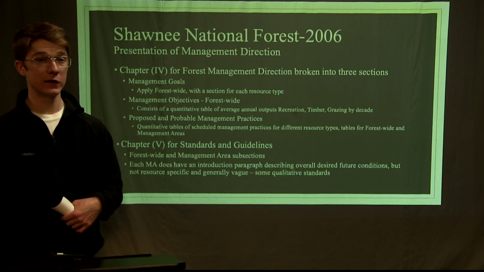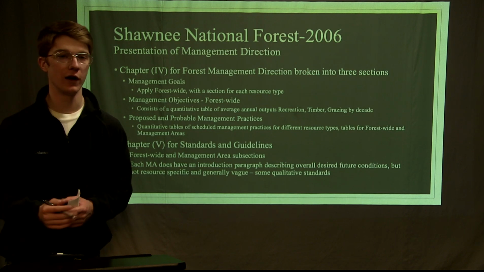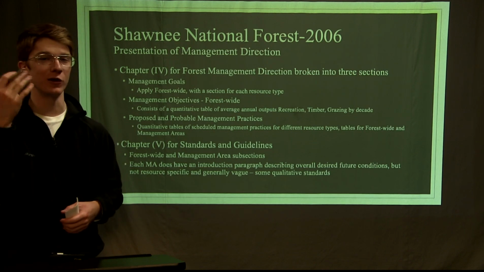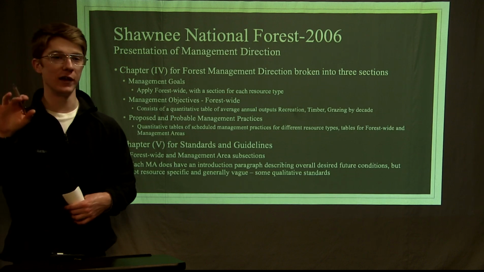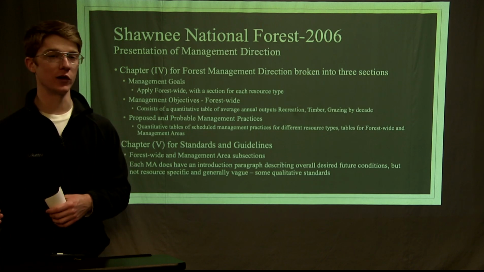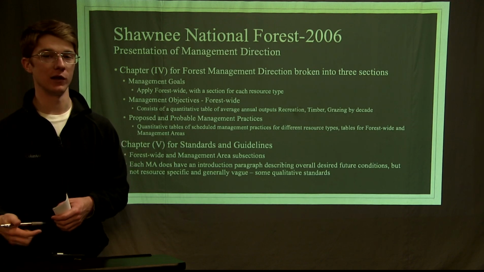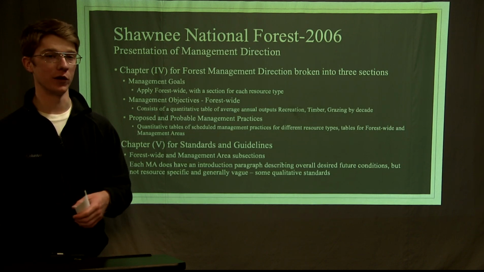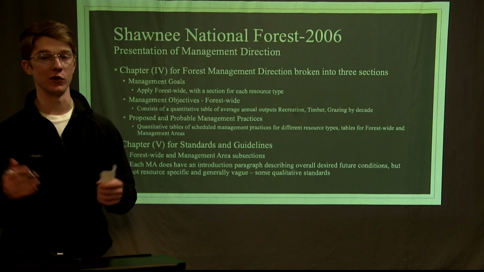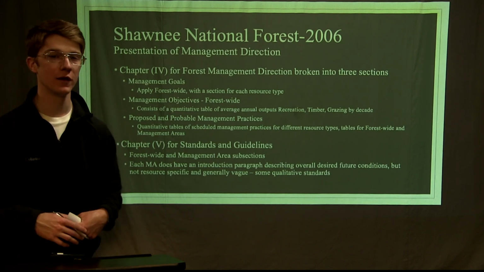Then moving into the management objectives section, this one's quite a bit shorter. It's just 2 paragraphs explaining what objectives are, and then there's one table that provides some quantitative targets for recreation, timber, and grazing, annually for the next 2 decades. So it's just those 3 resources that are on that objectives table.